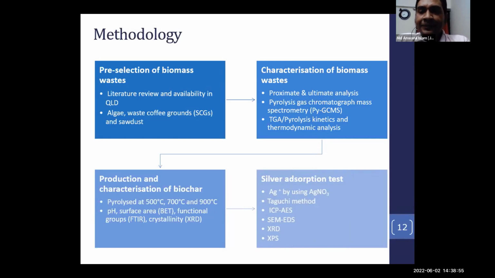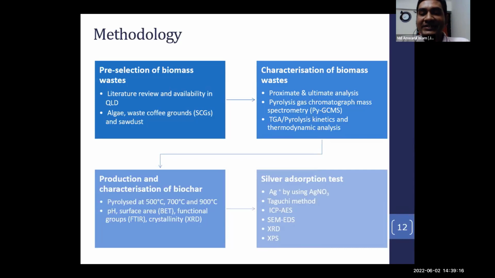And finally, I tested the silver adsorption performance using these three biomasses, and I also used the Taguchi method to design my experiment, because, as you can see here, I had to vary a number of biomasses and other pyrolysis conditions. So I used the Taguchi method to reduce the number of experiments.